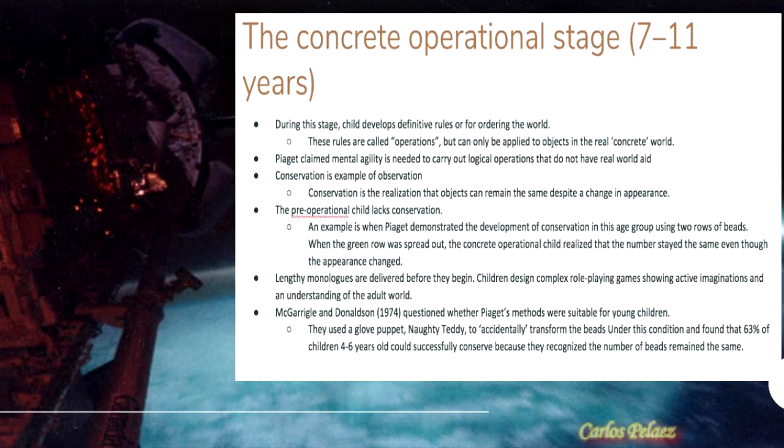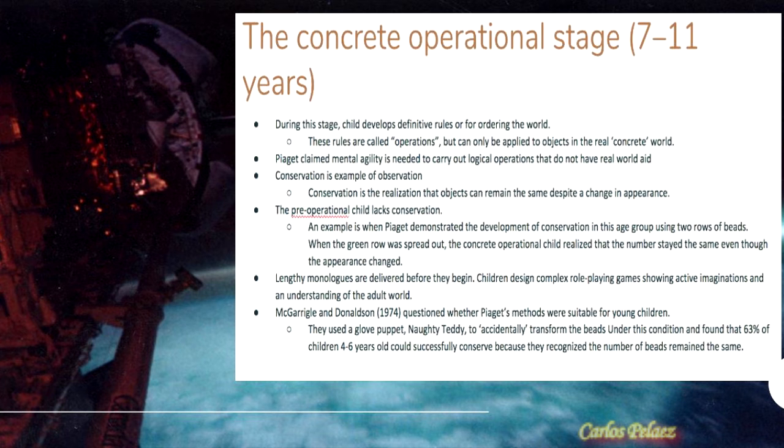Next is the concrete operational stage, which is the third stage in Piaget's theory of cognitive development. During this stage, which ranges from 7 to 11 years old, kids become more logical about concrete and specific things, but they still struggle with abstract ideas. During this stage, kids develop definite rules for ordering the world. These rules are called operations, but can only be applied to objects in the real concrete world. Piaget's claim: mental agility is needed to carry out logical operations that do not have real-world aid.